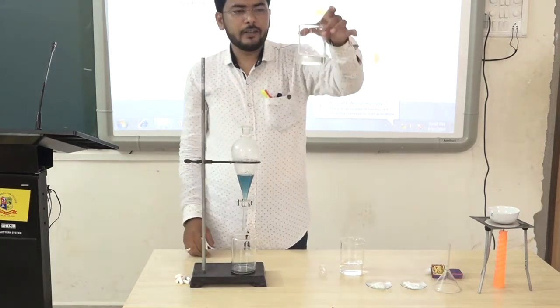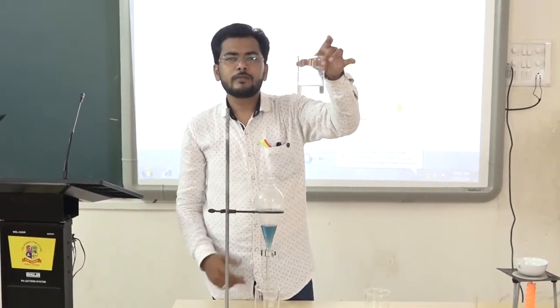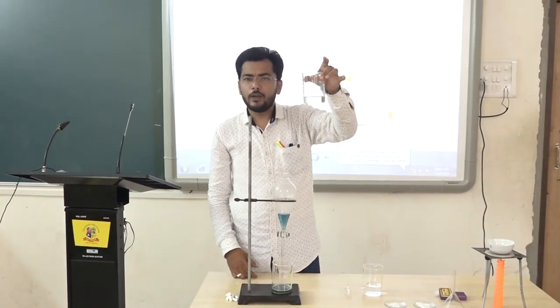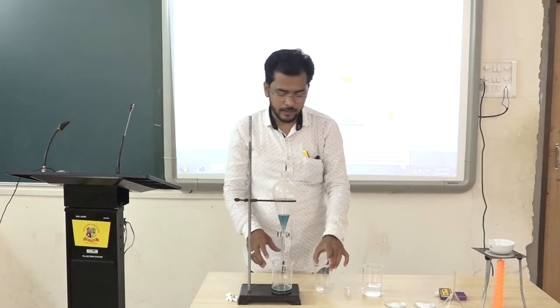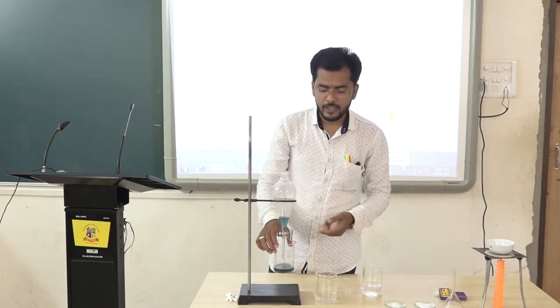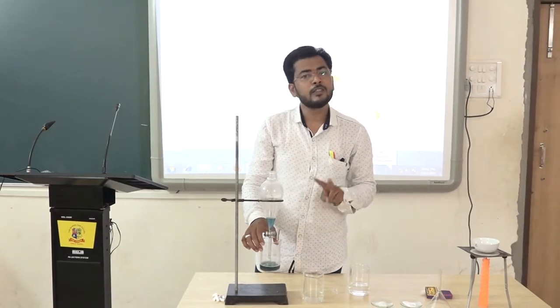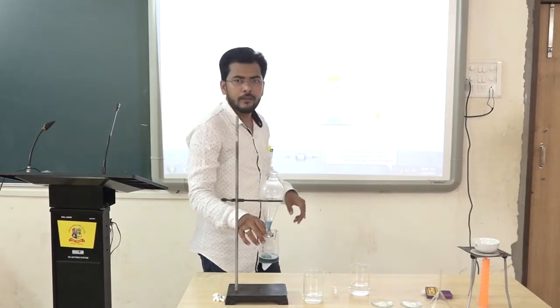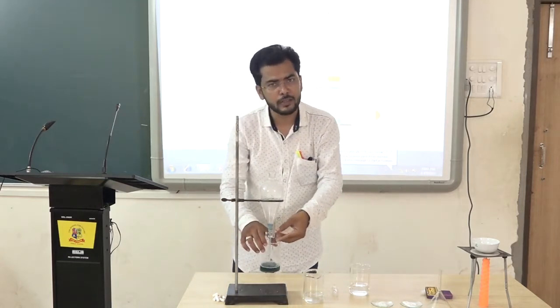So we separate water from kerosene with the help of a separating funnel. In one beaker we collect water and in another beaker we collect kerosene. In this way we separate these two immiscible liquids with the help of a separating funnel. I hope that you understood.